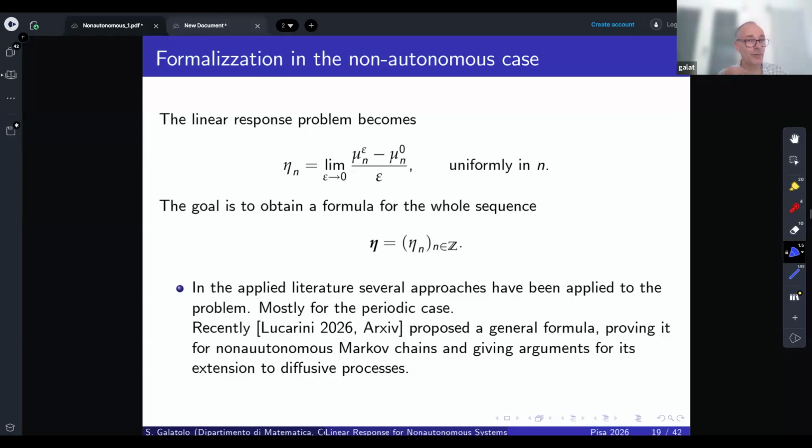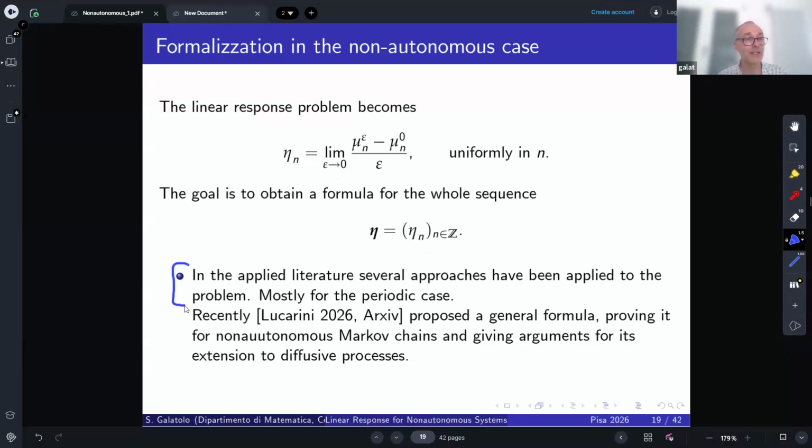I show you that at the end you get a formula which is very similar to the autonomous one. Let me just say that this response in the non-autonomous case was something that in the applied science was studied mostly in particular cases like the periodic case, for systems which are usually stochastic differential equations or regularizing systems like this. And recently Valerio Lucarini proposed a general formula for this kind of linear response, and he proved it for finite Markov chains. And also he gave arguments for stochastic differential equations.